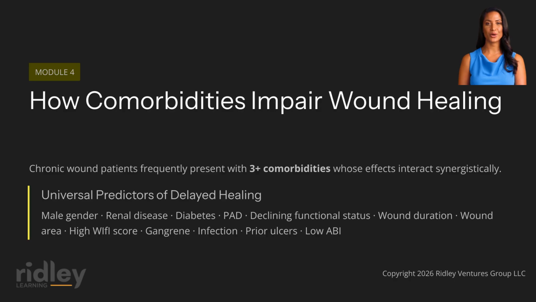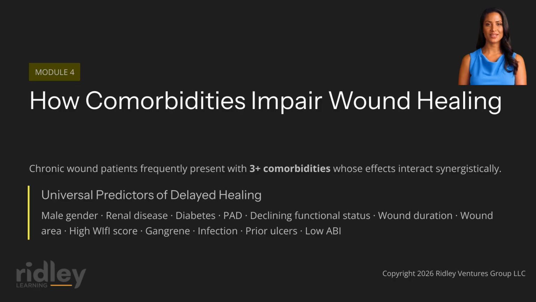The typical wound care patient carries multiple comorbidities that interact synergistically to impair the coordinated biological processes required for tissue repair. Prognostic factors for delayed healing that coincide across various wound etiologies and settings include male gender, renal disease, diabetes, peripheral arterial disease, decline in activities of daily life, wound duration, wound area, wound location, high-stage WIfI classification, gangrene, infection, previous ulcers, and low ankle brachial index.